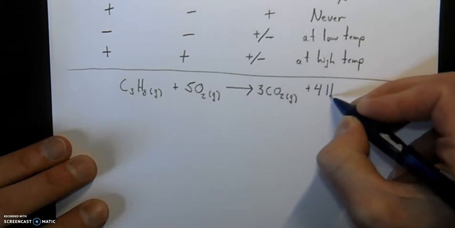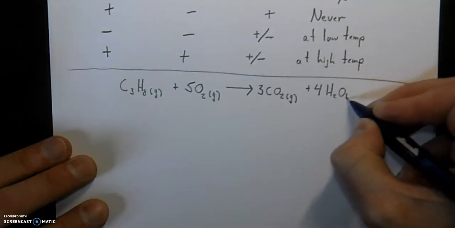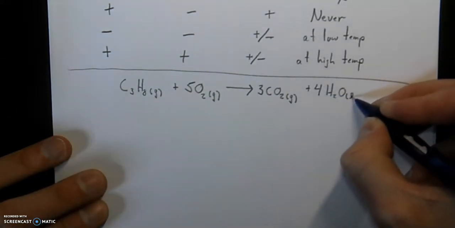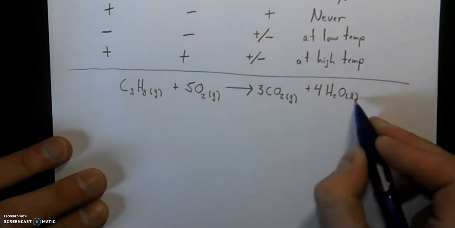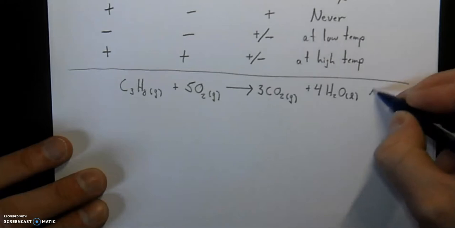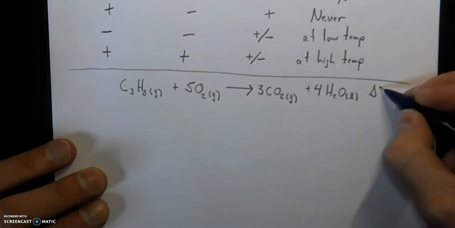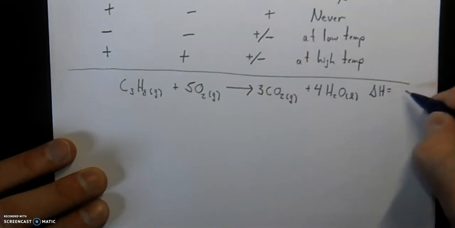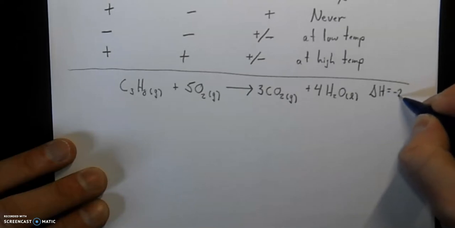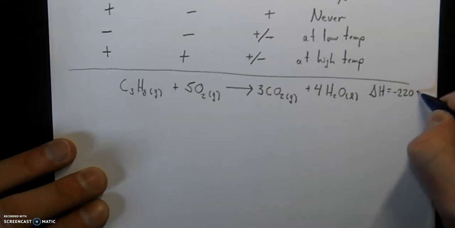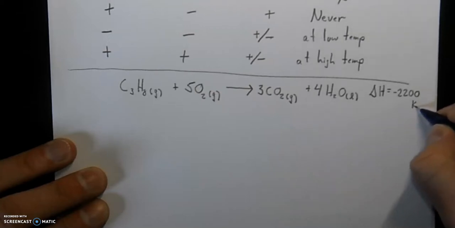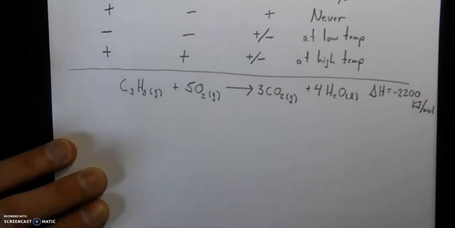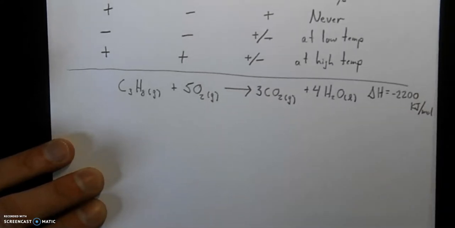So combustion of any hydrocarbon is always going to give you carbon dioxide and water. In this case, we're mentioning that it is gaseous carbon dioxide and liquid water because that's what it would be at room temperature once the reaction has come to completion. And we do have an enthalpy value, a delta H, of negative 2200 kilojoules per mole for this reaction.